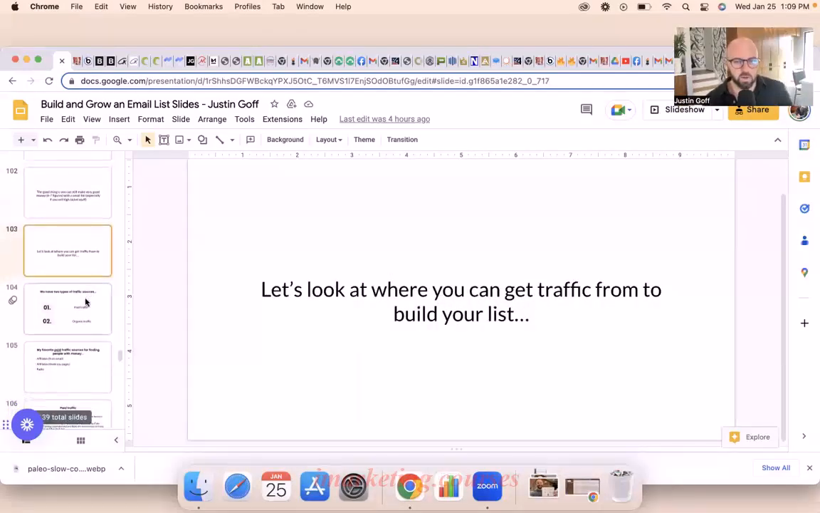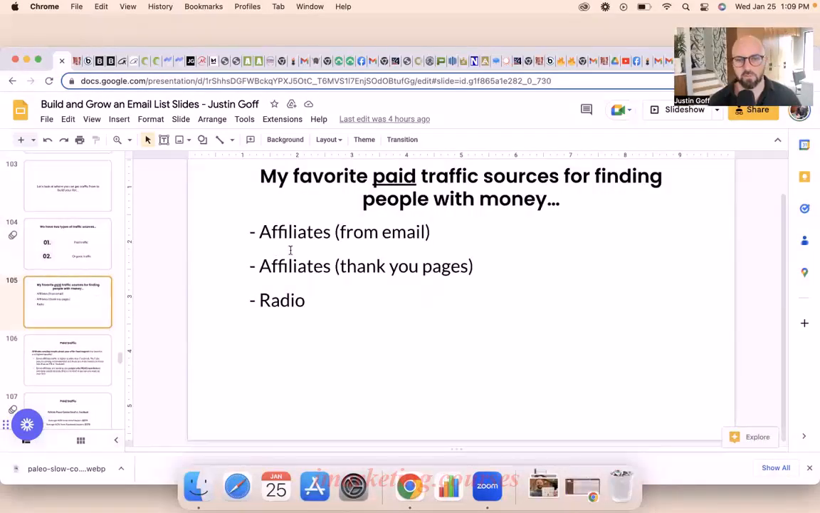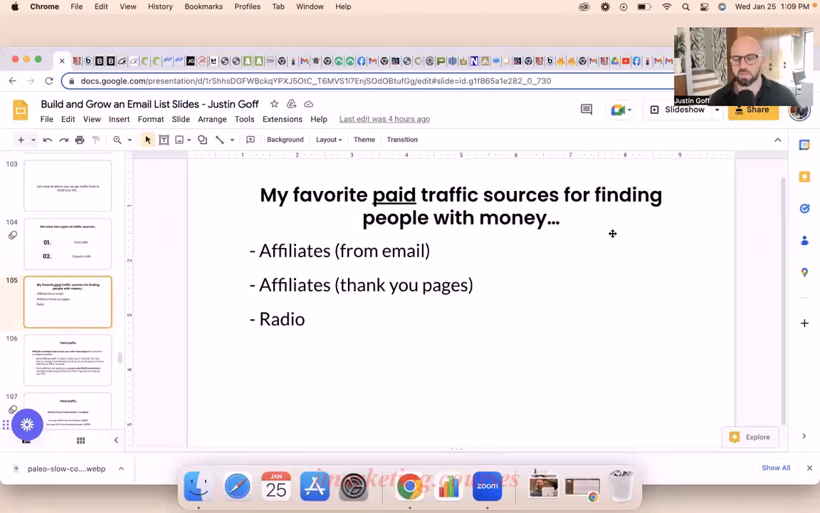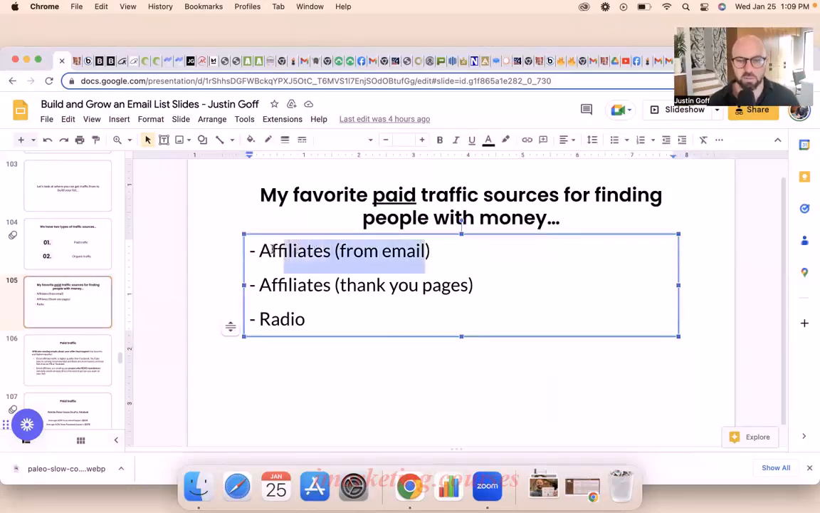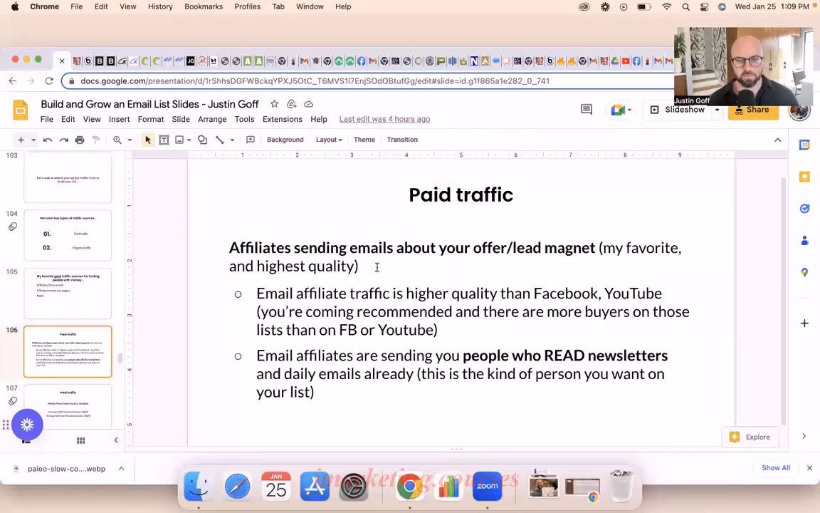All right, so let's look at traffic sources. We're looking at two different things: paid traffic and organic traffic. So when it comes to paid, there's obviously all kinds of stuff. There's Facebook, YouTube, Google search, native traffic. My favorite for finding people with money tends to be these three. So affiliates, and when I say affiliates, I mean from email. Affiliates using their thank you pages, and then radio. I'm going to show you a couple of examples of all these.